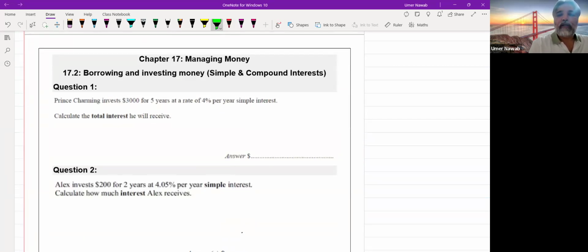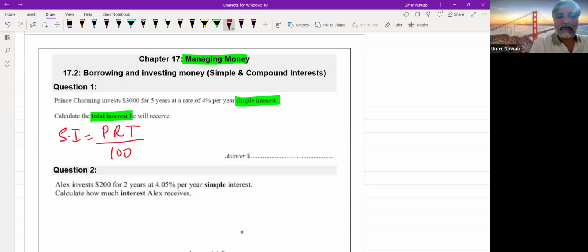Now, managing money, simple interest and compound interest. First question is on simple interest. Formula, we already know that. What is that? Simple interest is equal to PRT over 100. Principal amount is 3,000.